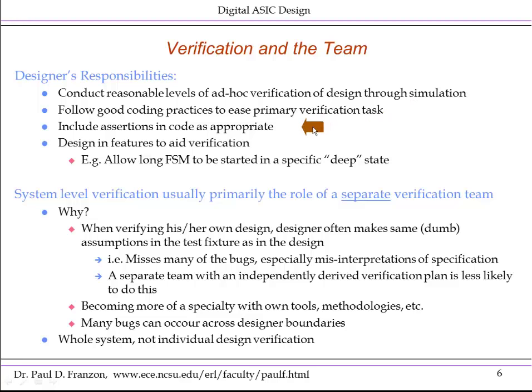Assertions are a method that designers can use to aid in verification. I'll be talking about that later. Sometimes the designer puts in features in the RTL that aid in verification. For example, being able to start a long finite state machine in the middle of a specific deep state sequence, instead of being forced to start from the reset every time. It might take many tens of thousands of cycles to get to the point where someone is trying to remove a bug, and this can be useful to get to that point quickly.